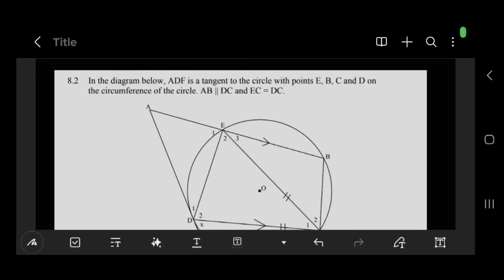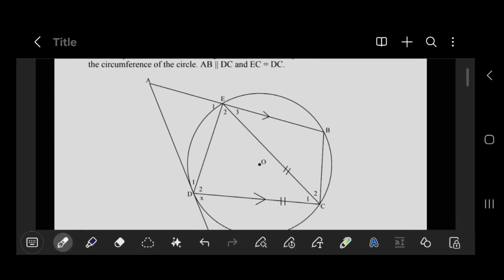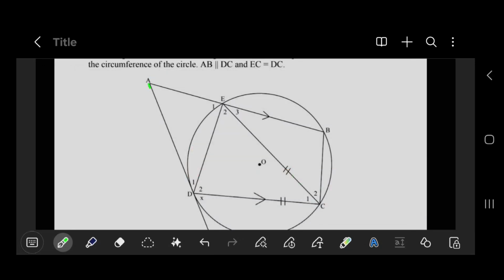Okay, here is our second practice problem, Euclidean geometry, grade 11. Here we've got 8.2 that says: in the diagram below, ADF is a tangent to the circle with points E, B, C, and D on the circumference of the circle. Firstly, let us notice our tangent. So here is the tangent line, AD, which they mention.